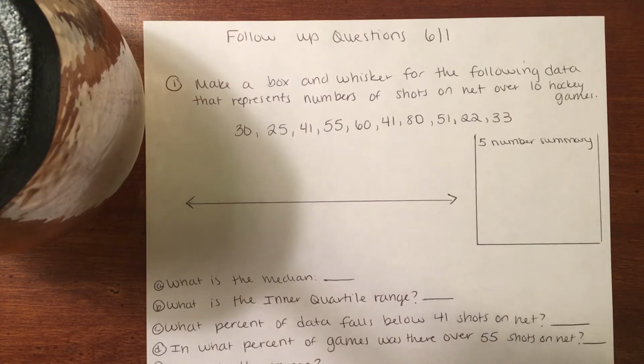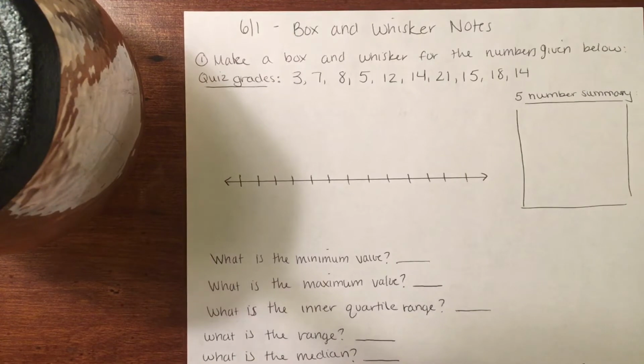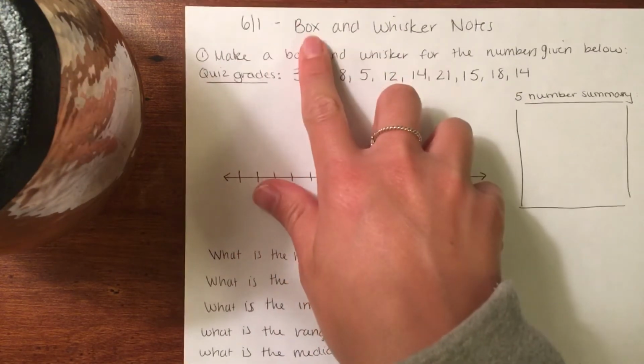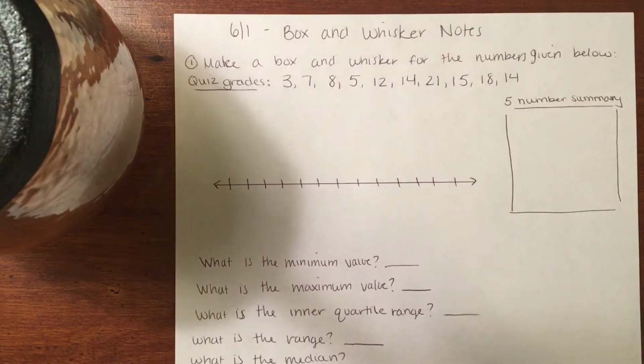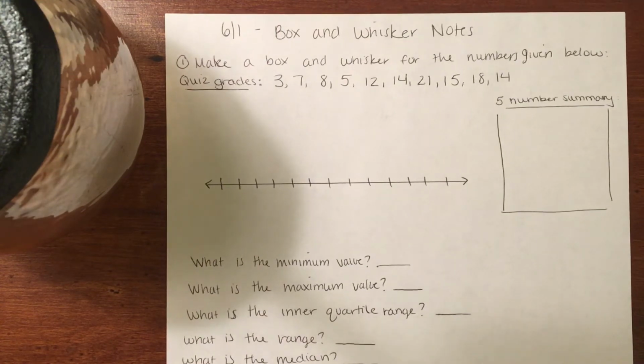Today we're going to do these follow-up questions. Today we're going to work on box and whisker plots, so make sure you write down the date, box and whisker notes on this side. We're going to talk about a lot of the same stuff that we talked about last week and use the same types of tools in our calculator. So make sure you have your calculator today. It's going to be very helpful. But today we're focusing solely on box and whisker plots.